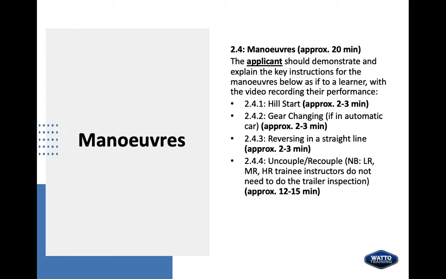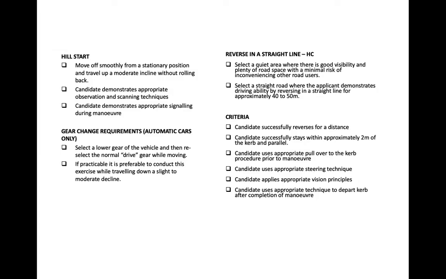So again, if you're not sure on that one, just contact me and tell me what sort of transmission you've got. 2.4.3, reverse in a straight line, and uncouple, recouple. Now we've got a reverse around the corner as well in the LR, MR, HR. So there's the criteria which you can go through. Now it's Queensland Transport's criteria for Q-Safe. So if you're in other states or territories, this isn't specific to you.